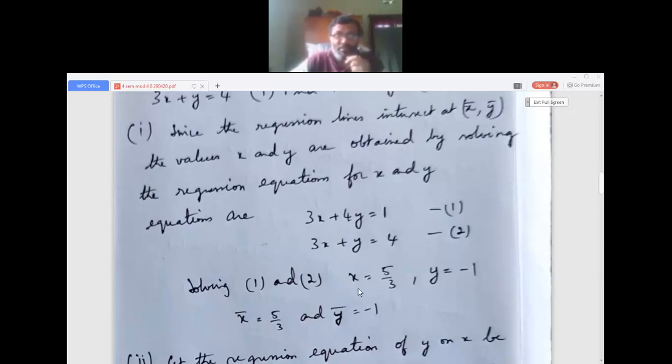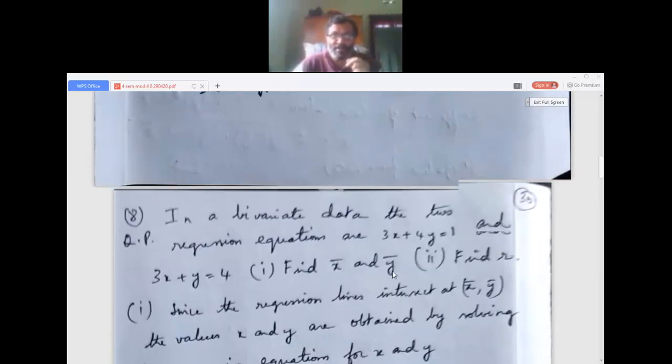So this is the point of intersection, and in regression lines, the point of intersection is x bar, y bar, that is the mean of x and the mean of y. So x bar is 5 by 3, y bar is minus 1. So that is the first part. Now the second part of the question is to find r.